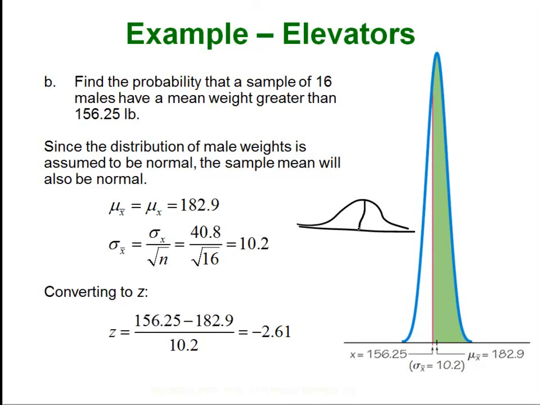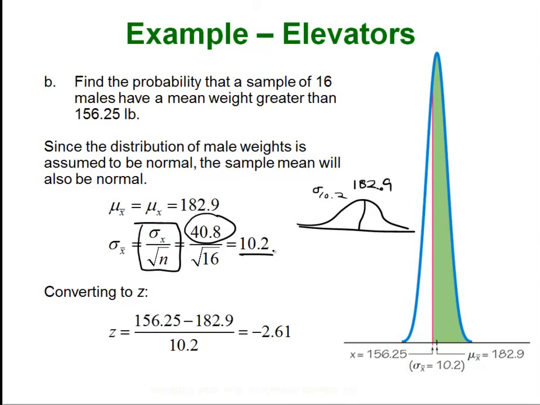Just draw a normal curve. You know that the average is the average of the population, so it's 182.9. Now the standard deviation of the population was 40.8. But our standard deviation, according to the formula, is going to be that divided by the square root of 16, which gives us 10.2. So now we have a new normal curve where the average is 182.9 and our standard deviation is 10.2.